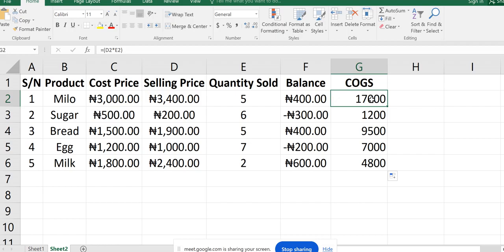So now, Ibidun, you are the one answering the next question. This time around, we've created all this. And don't forget, cost of goods sold should be in Naira because it is a currency, it's a value. So how do I change the values there to Naira? Unmute your mic and tell me.